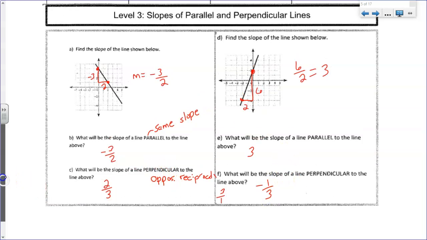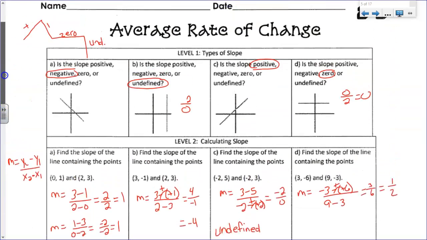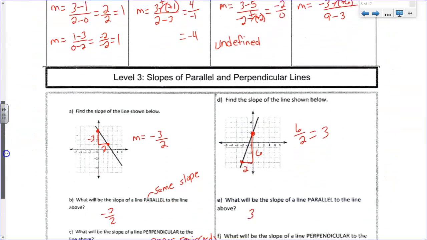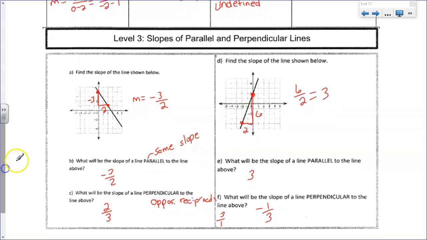Okay, this is going to be important on the properties that we're going to be working on this week: parallel lines, writing lines, slope-intercept form and so on. So make sure you know: parallel lines, same slope; perpendicular, opposite reciprocal.